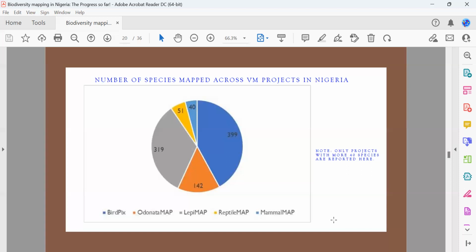And in the case of LepiMap, we have 319. Then in the case of OdonataMap, dragonflies and damselflies, we have 142. ReptileMap, we have 51. And MammalMap, we have 40. Then in other projects, we have less than 40 species mapped.